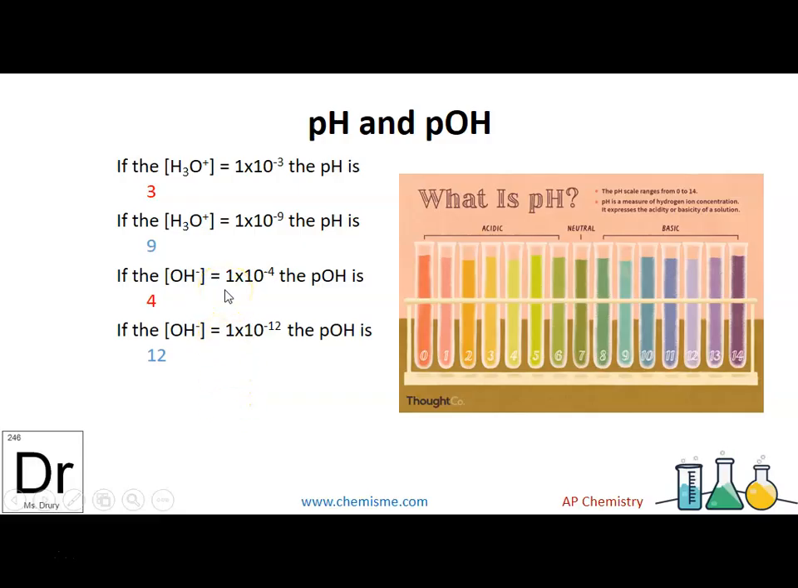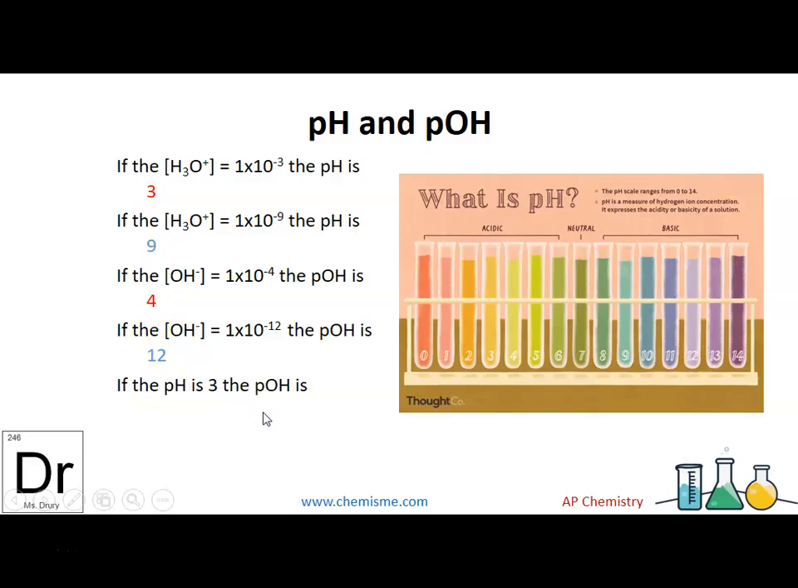Remember, pH and pOH add up to 14. So if the pOH is 4, that means the pH is 14 minus 4, or 10. So this should actually be basic. And if the pOH is 12, that means the pH is the rest, or 2. And so that should actually be acidic.